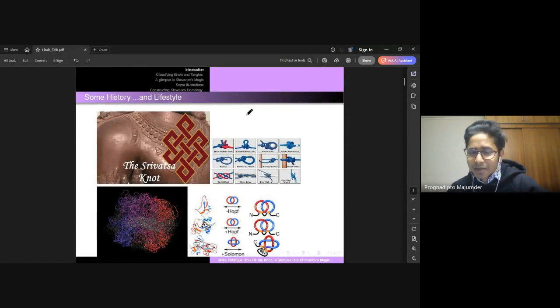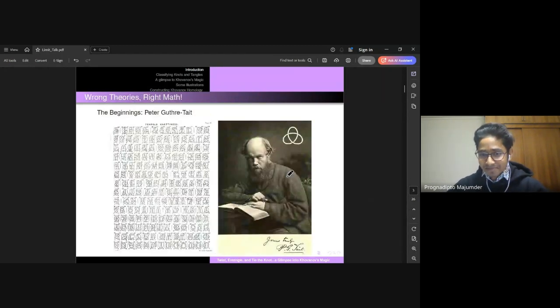So, let's begin. First of all, I'll talk today about why I'm interested in knots and what there is to study. So first, let's begin with a little bit of history. Historically, you can see that we have this Srivatsa knot. It has deep cultural significance. It's actually a figure of an endless knot. It represents something. Just look it up.